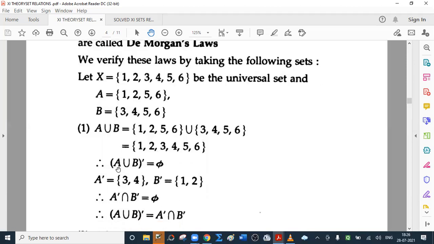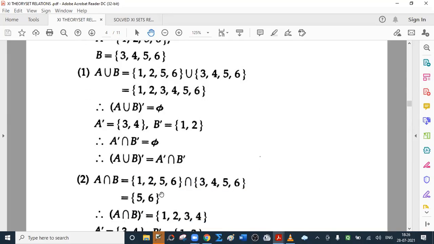See, the RHS are the same, so the LHS must be the same. So (A union B) complement is A complement intersection B complement. That is, the complement of a union is the intersection of the complements.